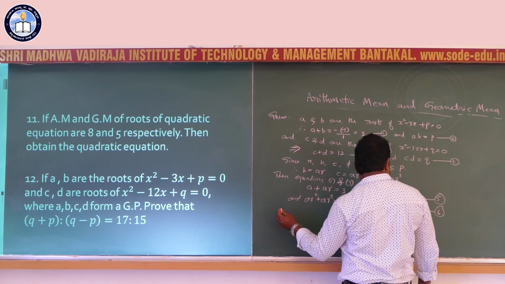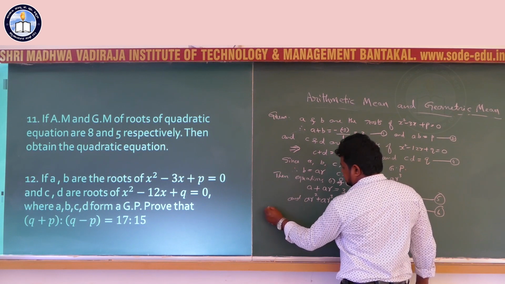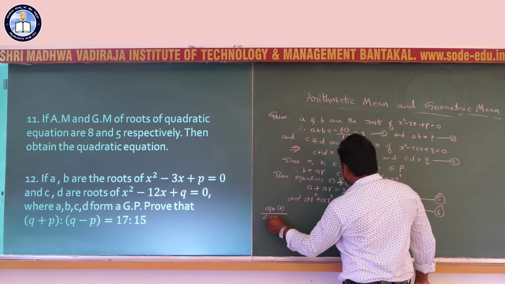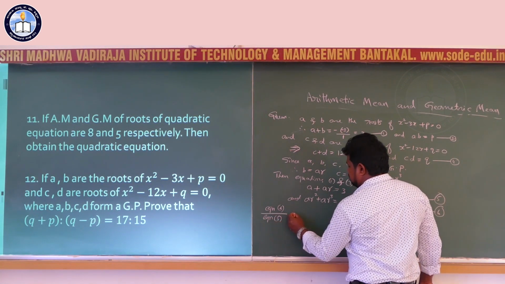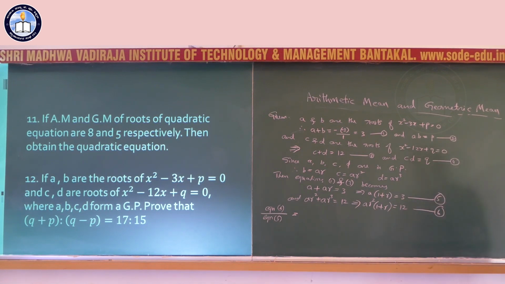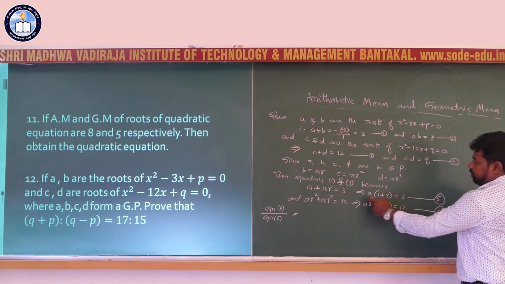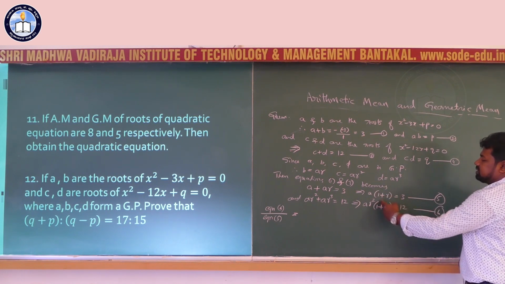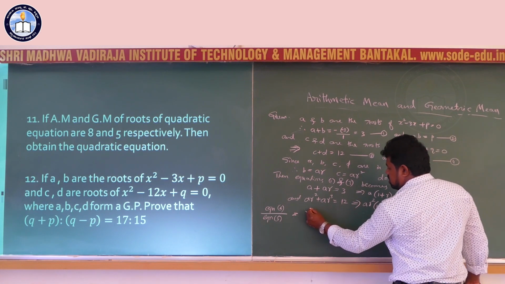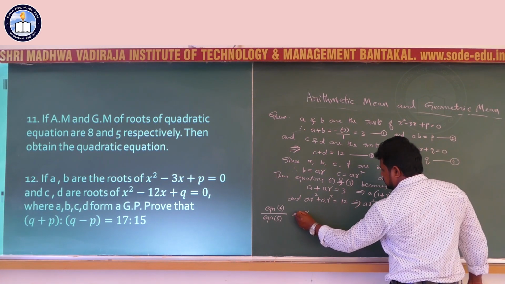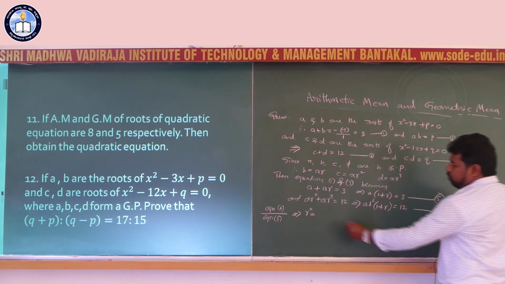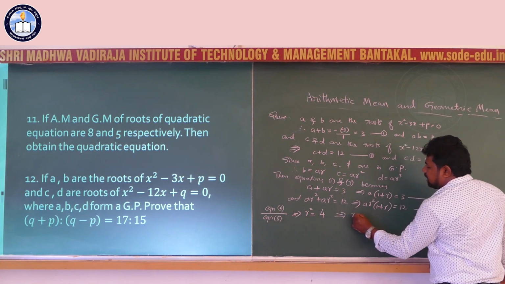Solve equation 5 and 6. Equation 6 by equation 5: A cancels, 1 plus R cancels, so R square equals 12 by 3, that is 4. It implies R equal to 2.